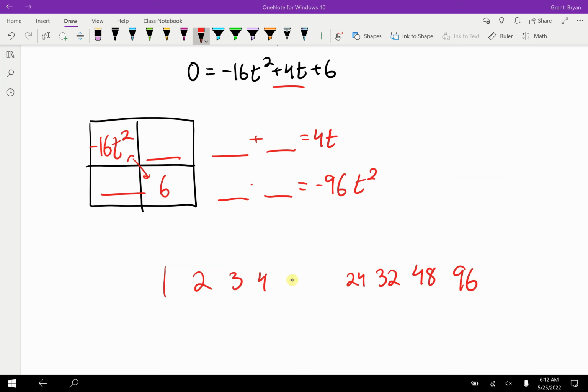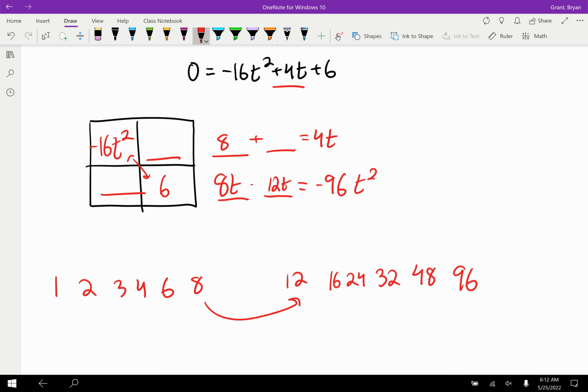5 doesn't work. We know 6 works, right? 6 and 16. I should have made myself more space, so I will give myself more space. There we go. 6 and 16, but those aren't 4 apart. I don't think 7 goes in there, but you can check it on your calculator. We can try 8. 8 goes into 96 12 times. Ha! We found it. 8 and 12. Those are 4 apart. That's my giveaway. So we know it's 8t and 12t, 8 and 12.